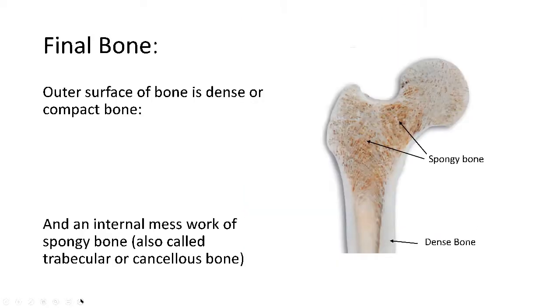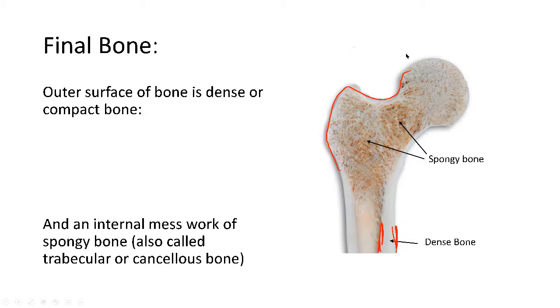So in our final bone, we get an outer casing of dense or compact bone. This is the structure you looked at. Notice that this dense bone goes all the way around the outside of the bone. Some areas are thinner than others. The diaphysis is usually very thick. The epiphysis might be just a thin shell. Inside is spongy bone, which is also called trabecular or cancellous bone. Pick the name you like.